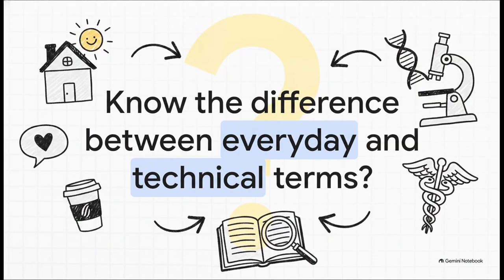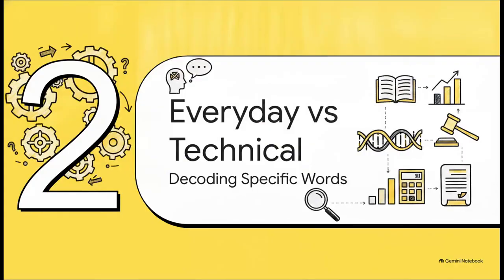But hold on, let's look closer at that sentence. Quick question for you. Do you actually know the difference between just an everyday word and a technical term? Think about the sentence we just read. Can you spot the vocabulary that belongs specifically to, say, a health discipline, compared to the words you'd casually toss around with your neighbors? That brings us to Section 2. Everyday versus technical language, decoding discipline-specific words.